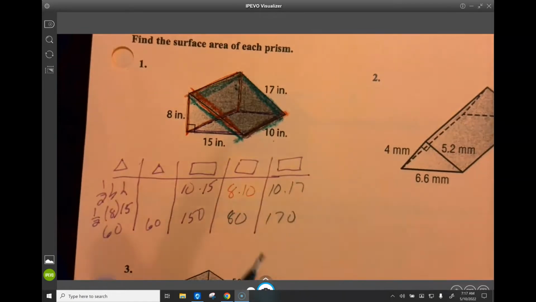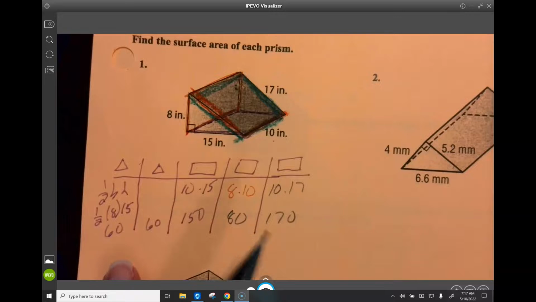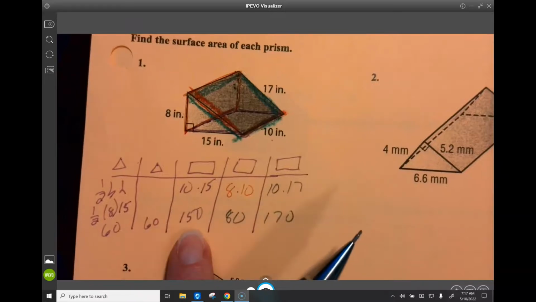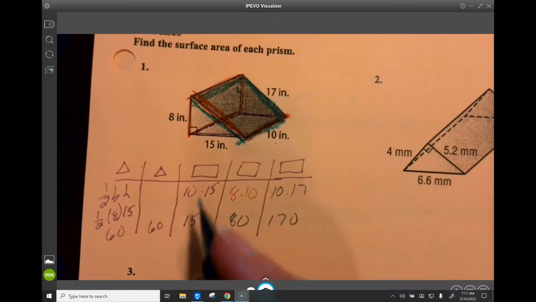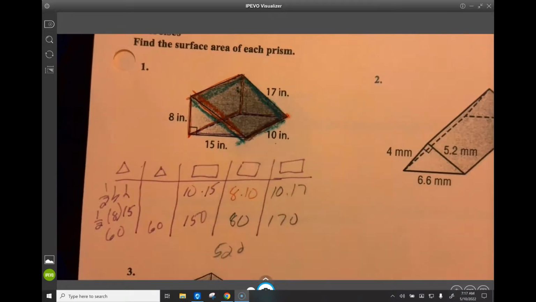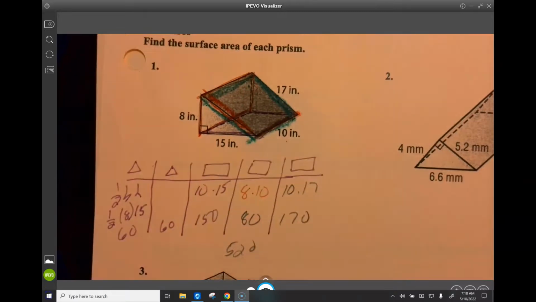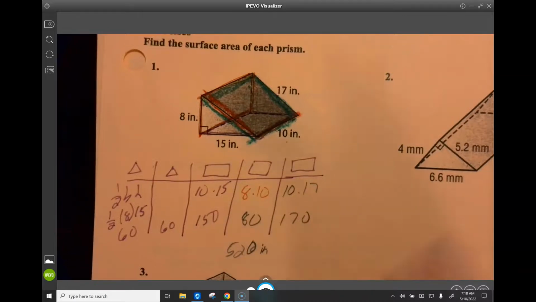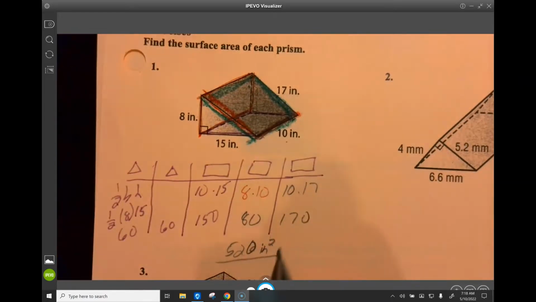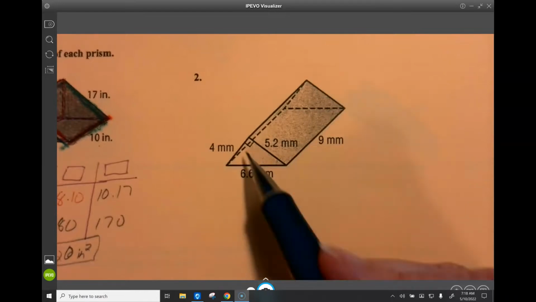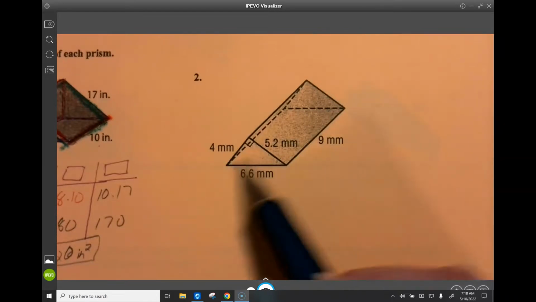Pull out your calculator and add. And I got 520. And I'm going to double check that right now. So I got 520 twice. So 520 inches squared. Sorry, inches squared. Okay, good. Number 2, it's the same thing, it's just turned on its side. So it's going to give you the same thing.